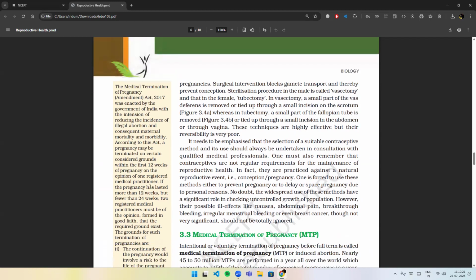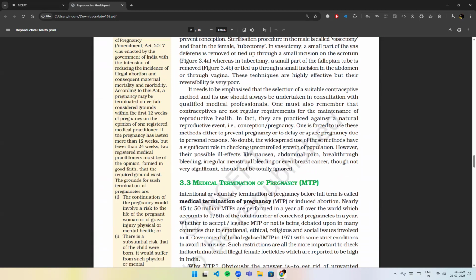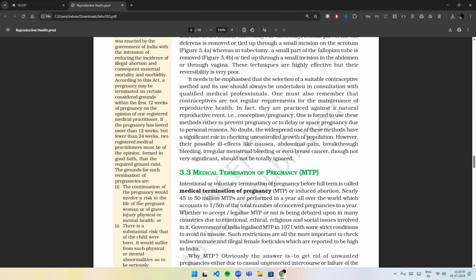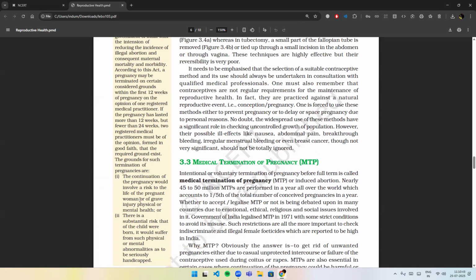The Medical Termination of Pregnancy Act 2017 was enacted by the Government of India with the intention of reducing the incidence of illegal abortion and consequent maternal mortality and morbidity. According to this act, a pregnancy may be terminated on certain considered grounds within the first 12 weeks of pregnancy on the opinion of one registered medical practitioner. If the pregnancy has lasted more than 12 weeks but fewer than 24 weeks, two registered medical practitioners must be of the opinion, formed in good faith, that the required ground exists.